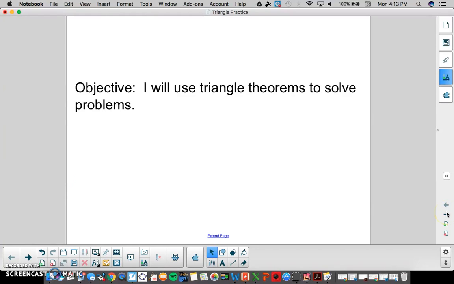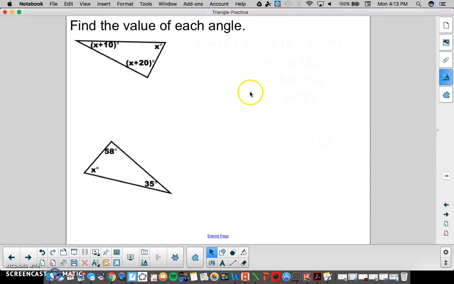In this video, we're going to be using the triangle theorems to solve problems. In the first couple problems, we're asked to find the value of each angle. Notice we're given expressions to represent the three angles of that triangle. We know our angle sum theorem tells us that the three angles are supposed to add to 180 degrees. So I have x plus 20 plus x plus 10 equals 180.